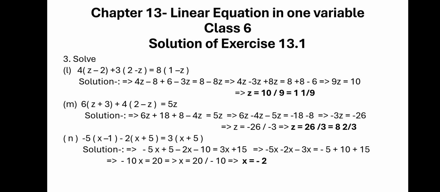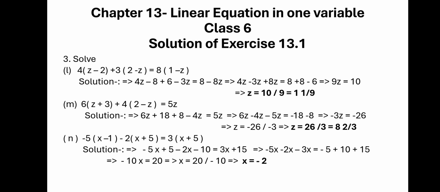N question, N sub-question of 3, solve: negative 5 into bracket x minus 1, minus 2 into bracket x plus 5, is equal to 3 into bracket x plus 5. Now first, when you open the bracket, it will be negative 5x plus 5, because negative into negative is positive. Now minus sign is there, so all the signs change. So negative 2 into x will be negative 2x. Negative 2 into plus 5 will be negative 10, is equal to 3 into x is 3x plus 3 into 5 is plus 15.